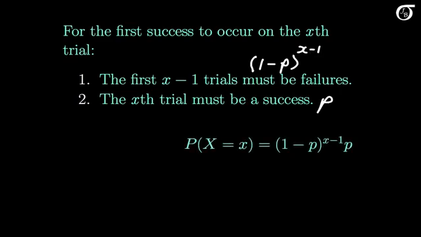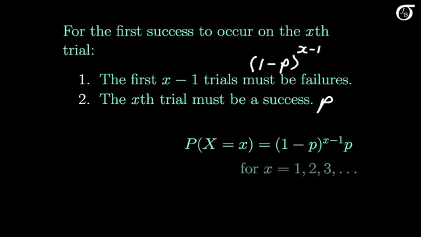And, since the trials are independent, the probability that the random variable x takes on the value little x is the product of these two probabilities, 1 minus p raised to the x minus 1 times p. This is the probability mass function for the geometric distribution.